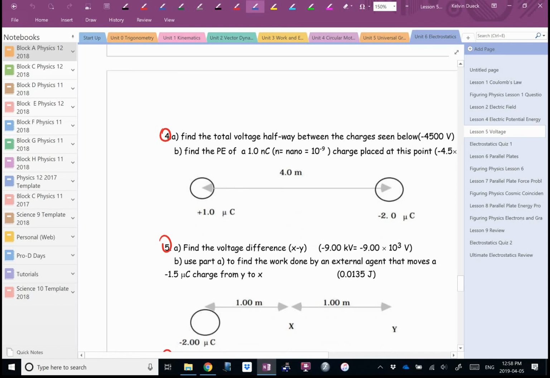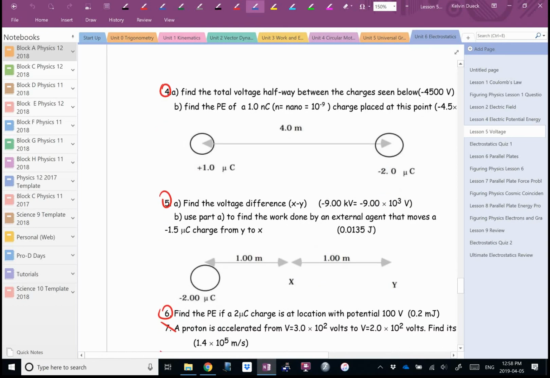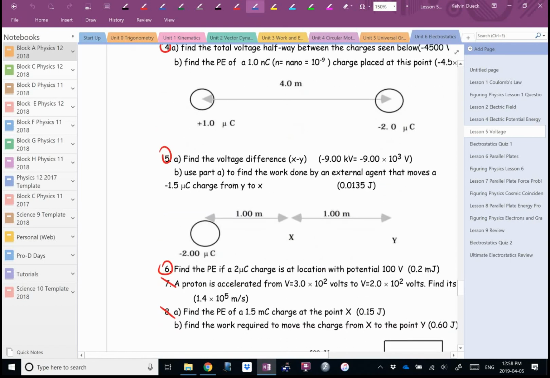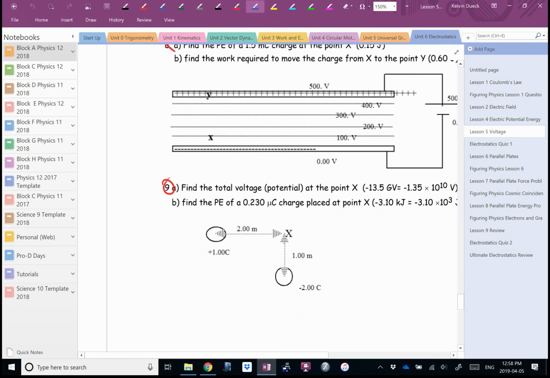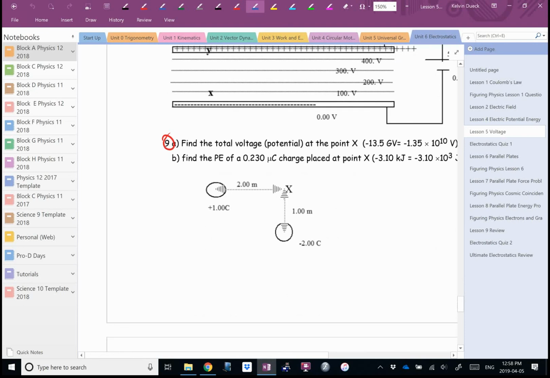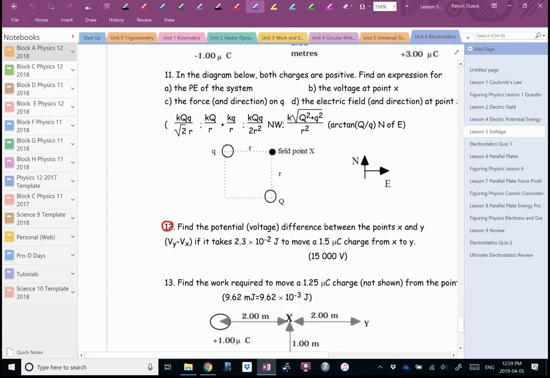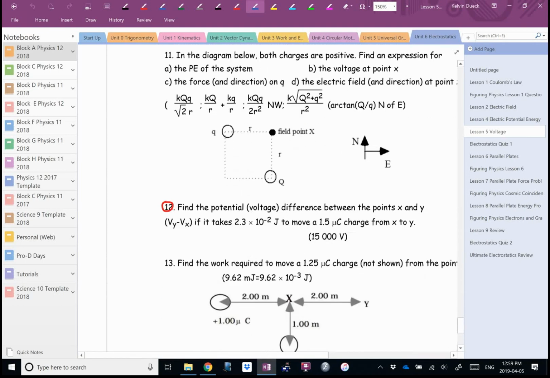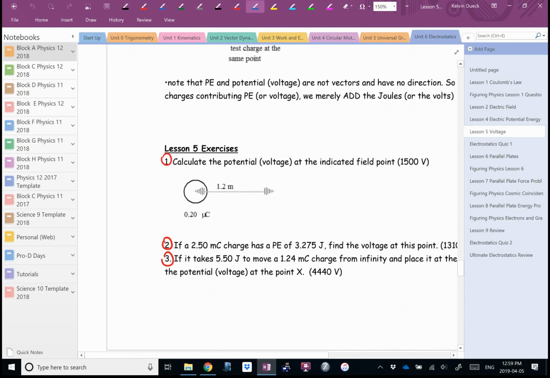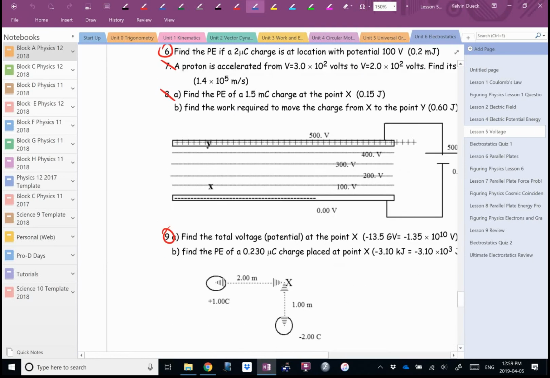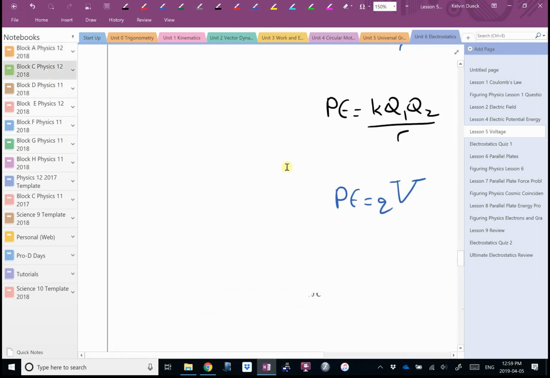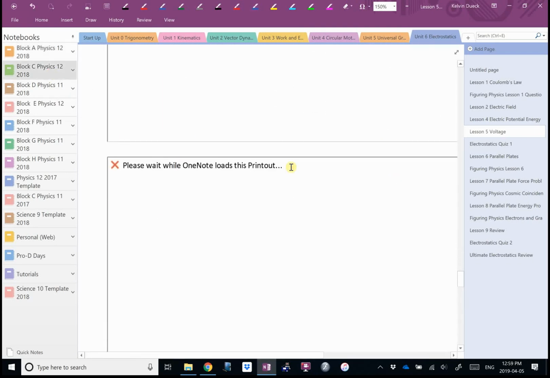4, 5, 6. You can skip 7. You can skip 8. Yeah, 9. And 12. So what did I assign, Mr. Dueck? 1, 2, 3, 4, 5, 6, 9, 12. Let's circle that on your guys' copy. Oh, I don't have the copy loaded yet. Okay.